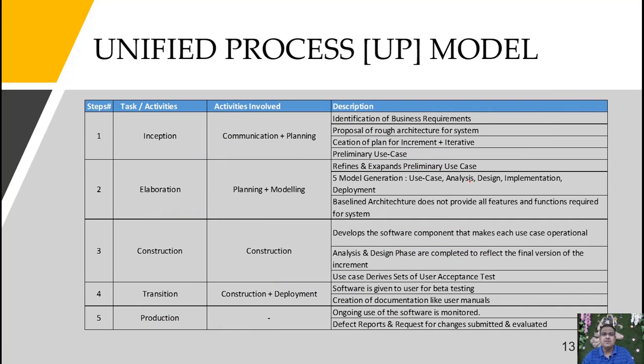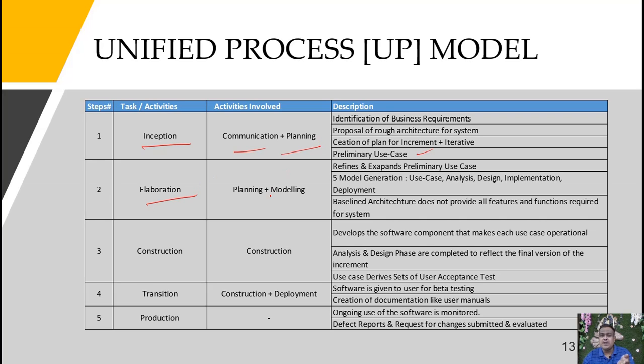So this is the task and activity defined, what activities are involved, and their description. This table shows this idea. Let's consider a few of these tasks, activities involved and descriptions. First, let's say inception. Inception has two activities involved, communication and planning. What are the descriptions? Identification of business requirements, proposal of a rough architecture of a system, creation of plans for incremental and iterative approaches, and preliminary use cases are to be written.